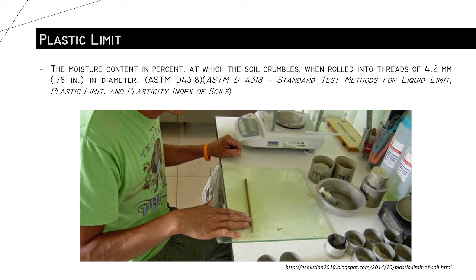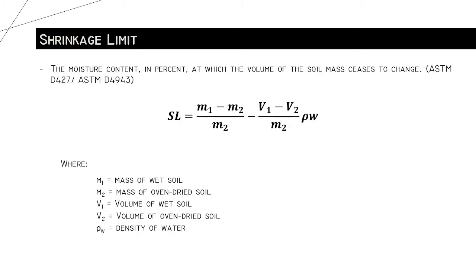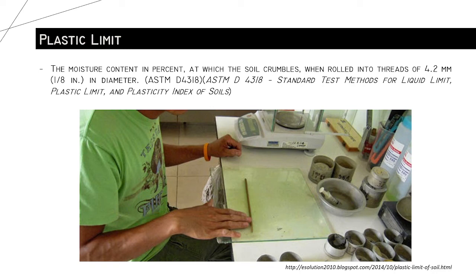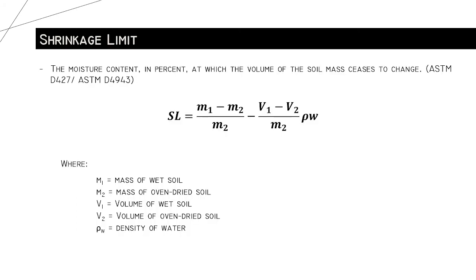So the next is the plastic limit, which is the moisture content in percent at which the soil crumbles when rolled into threads of 4.2 mm or 1/8 inch in diameter. So this is also under ASTM D4318, or the standard test methods for liquid limit, plastic limit, and plasticity index of soils. So I have also provided a video from YouTube in conducting this test, so please watch that.